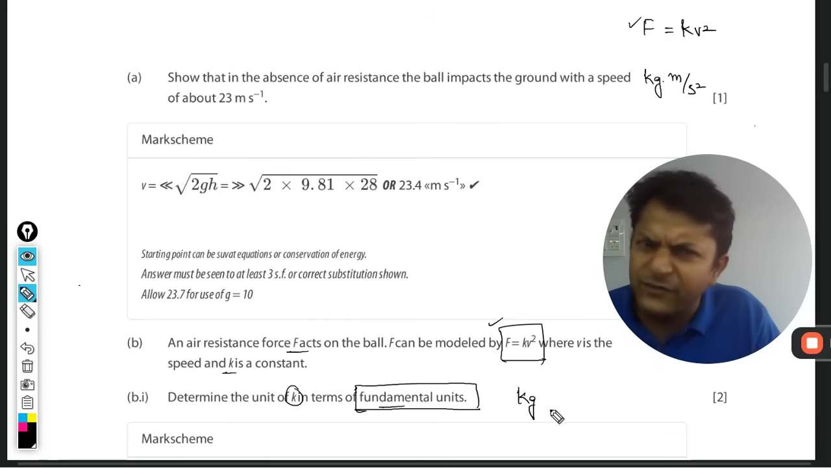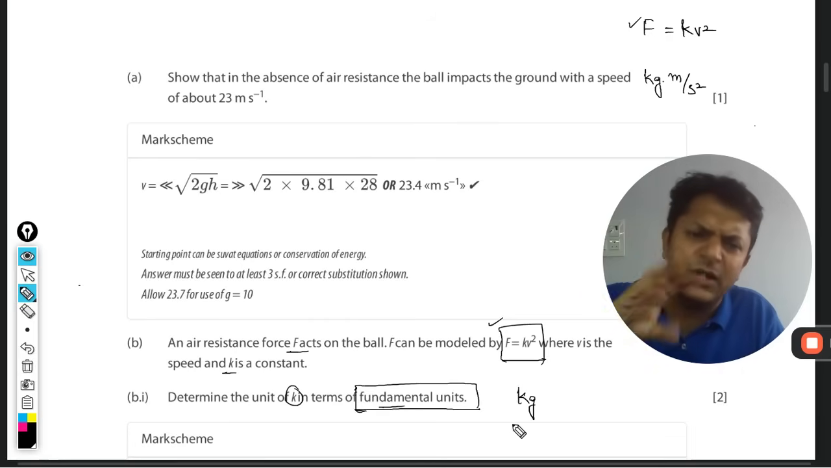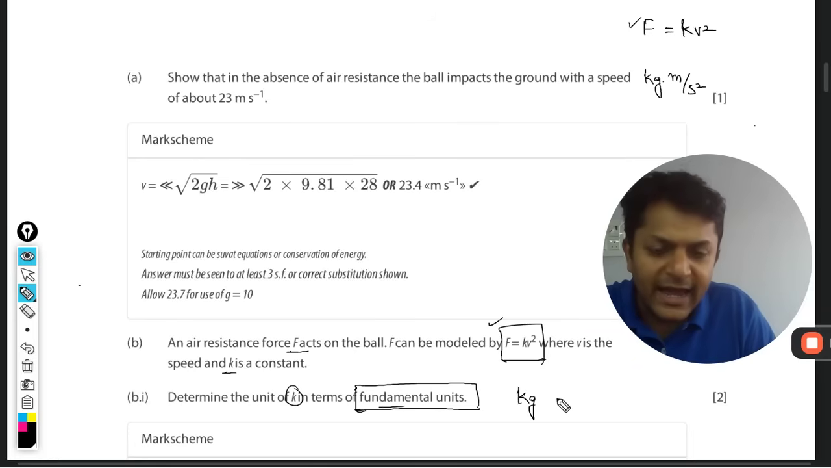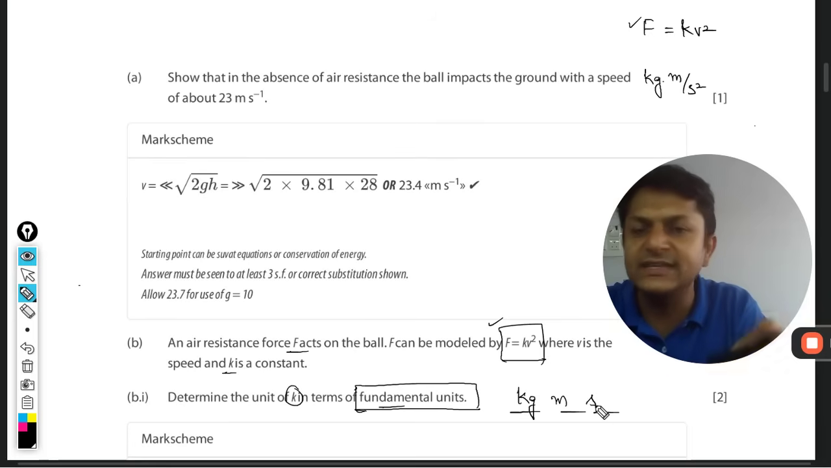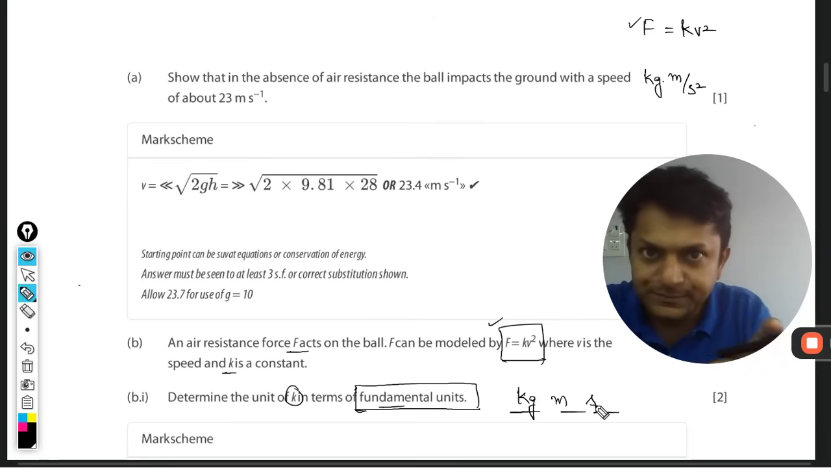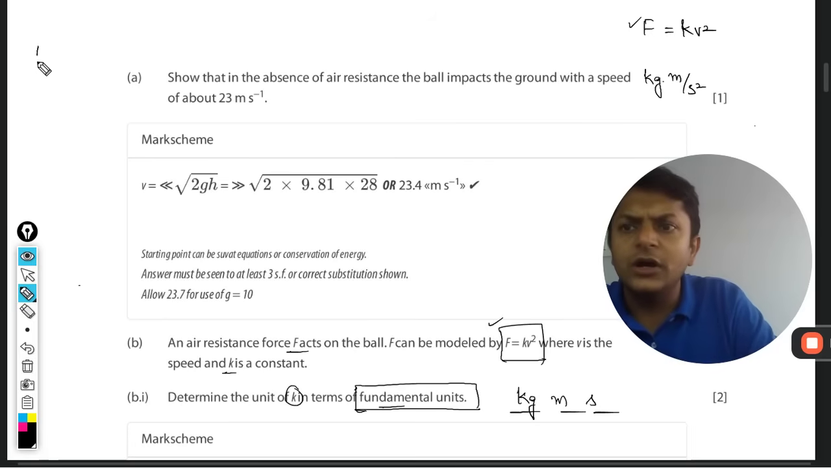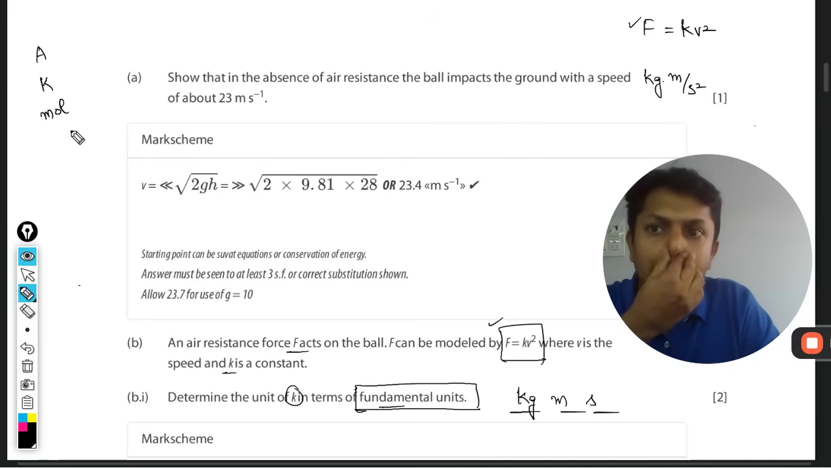There are basically 7 fundamental units, but we usually only need 3: the mass, the length and the time. So you can express any physical term in these units. There are other 4 fundamental units also, like the ampere for the current, Kelvin for the temperature, and mole for the amount of substance. And then there is one more.